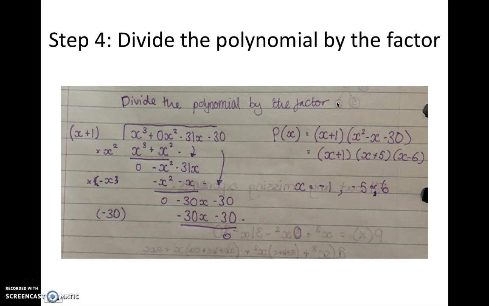So also, as I mentioned in previous videos, use long division as the easiest way. So you divide and then eventually you get that x cubed minus 31x minus 30 is (x + 1) times (x squared minus x minus 30). You then break this factor down into linear factors to get (x + 1)(x + 5)(x minus 6). So x's roots are minus 1, minus 5, or 6.